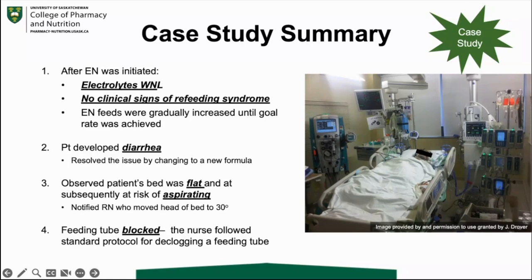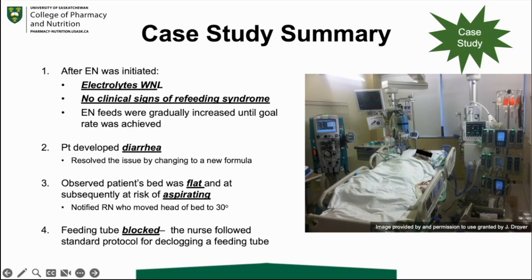Coming back to Jonathan Doe, monitoring EN therapy after it was initiated resulted in a number of adjustments needed to be made. First, the routine blood work revealed stable electrolyte status and thus no evidence of refeeding syndrome. Because of this, EN feeds could be increased gradually to goal rate. Second, there were symptoms of diarrhea that appeared to be related to the EN prescription and not other reasons such as medical conditions or medications. After the registered dietitian adjusted the EN prescription by changing the formula, the diarrhea resolved.